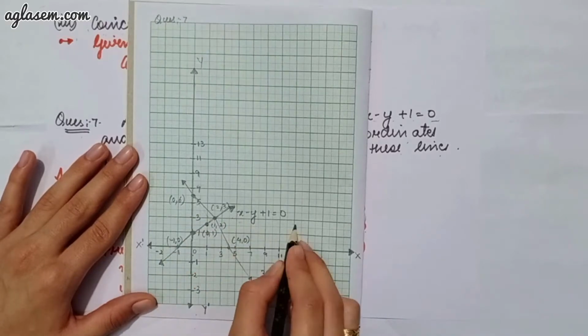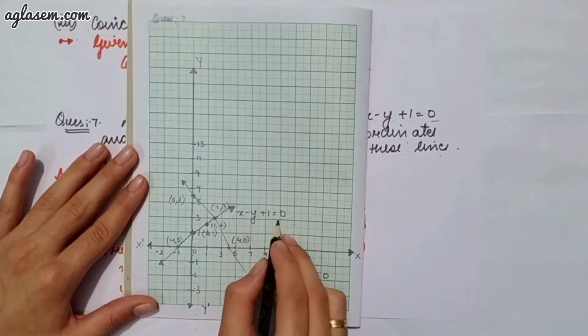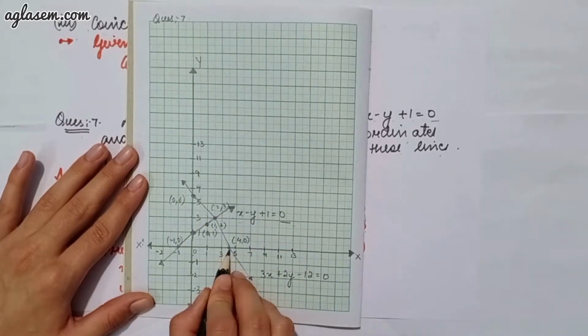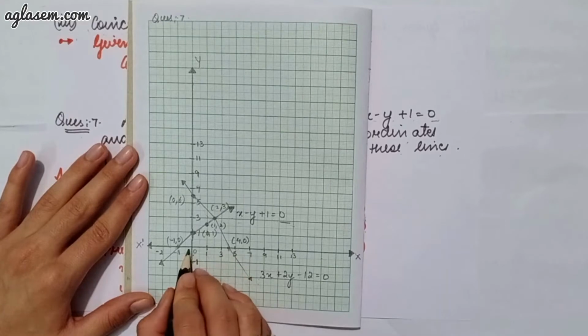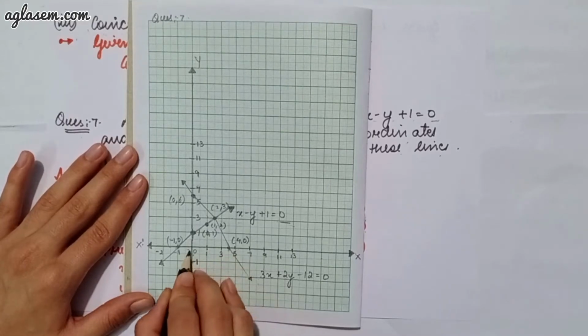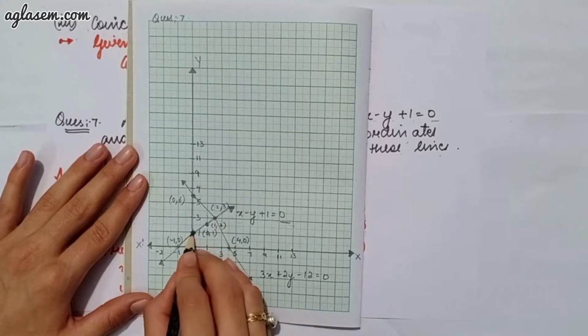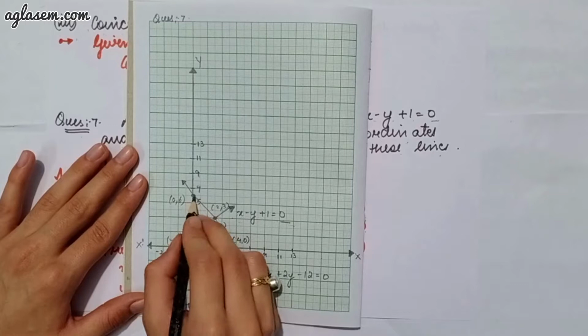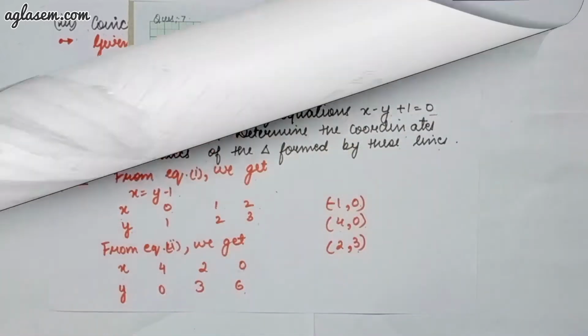So this will be our first equation, that is x minus y plus 1 equal to 0. And another line: 4 on x-axis and 0 on y-axis. And here 1 on y-axis and 0 on x-axis. 0 on x-axis and 6 on y-axis.